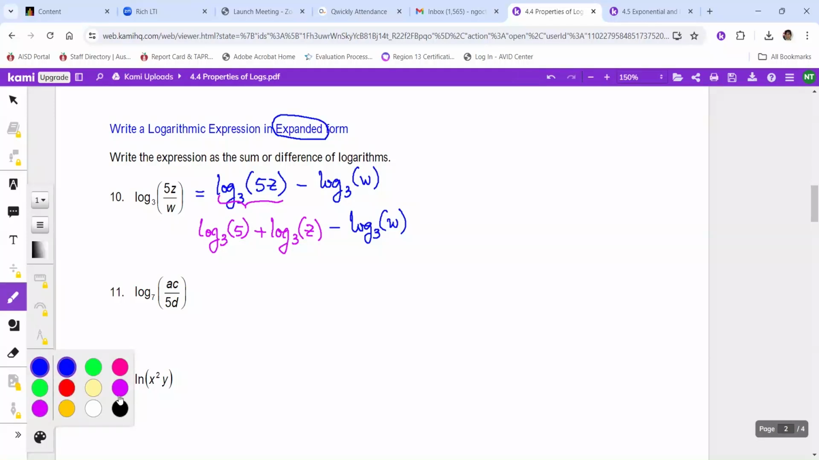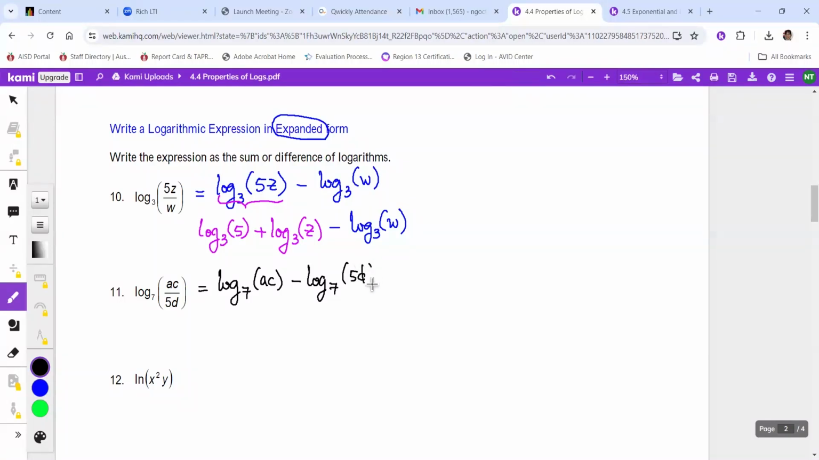Okay, so let's look at the next one. Exercise number 11. We have log base 7 of this quotient. Again, we do step by step. We start with the quotient property first. So that will give us log base 7 of AC minus log base 7 of 5D. Okay, so that will be our step 1.